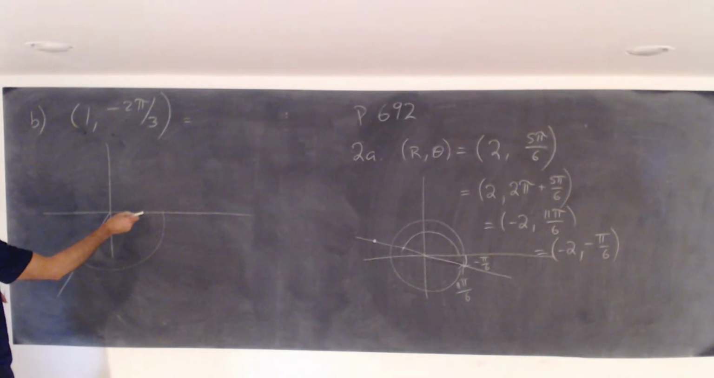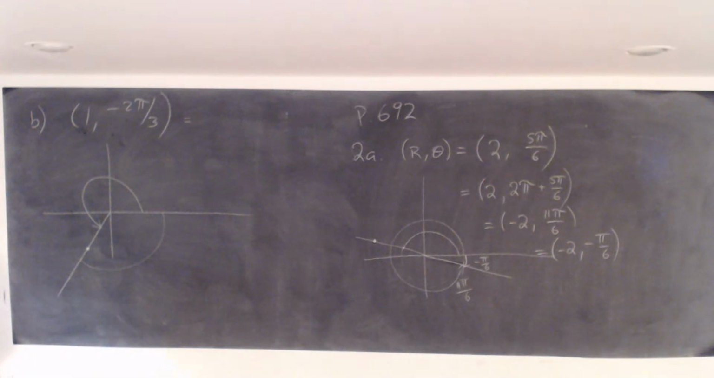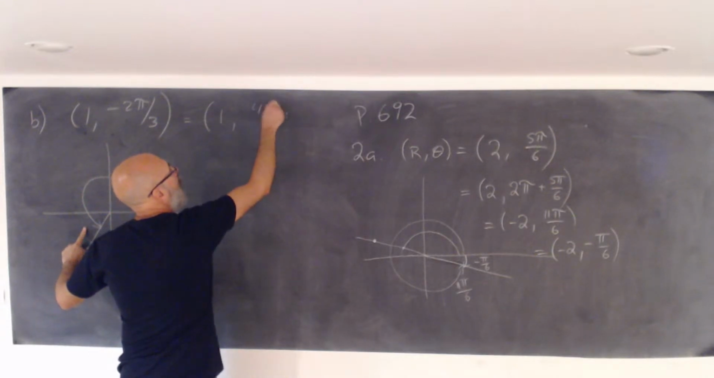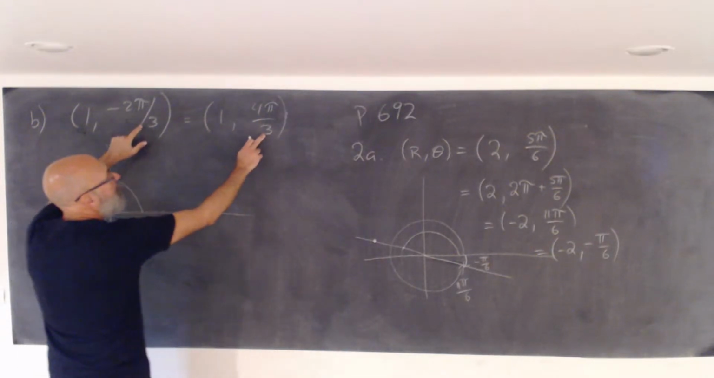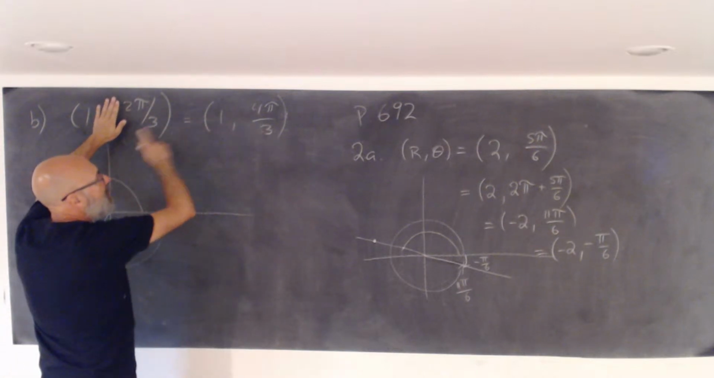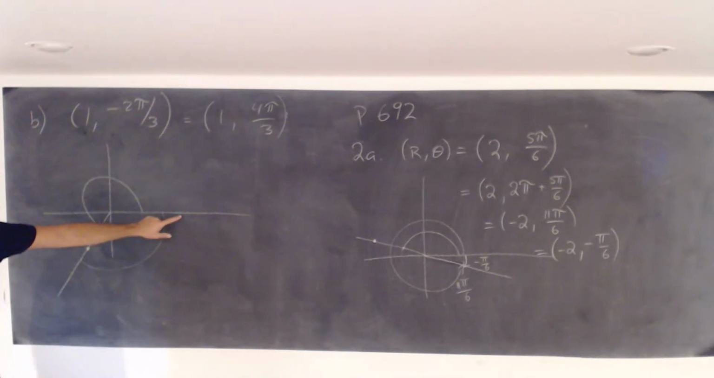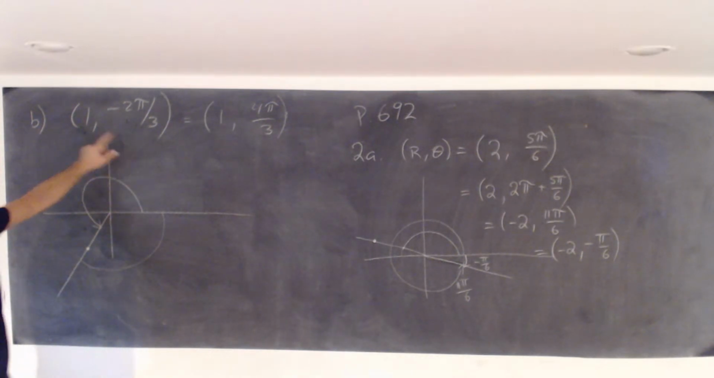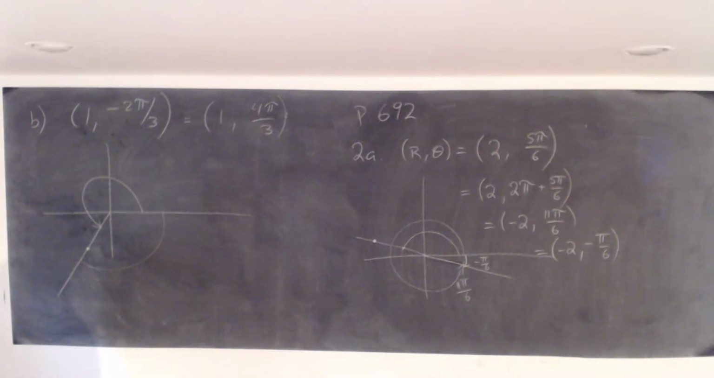If you measure the positive angle, what would be its measure? Instead of negative 2 pi over 3, I believe this is going to be 4 pi over 3, right? Because when you add these two angles, you get 6 pi over 3, which is 2 pi. So you're back to here. So this point is the same as that point.